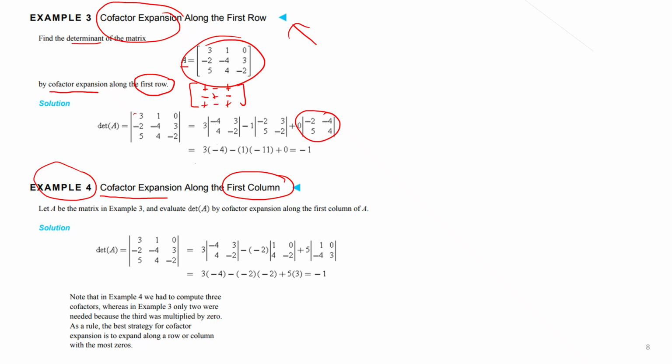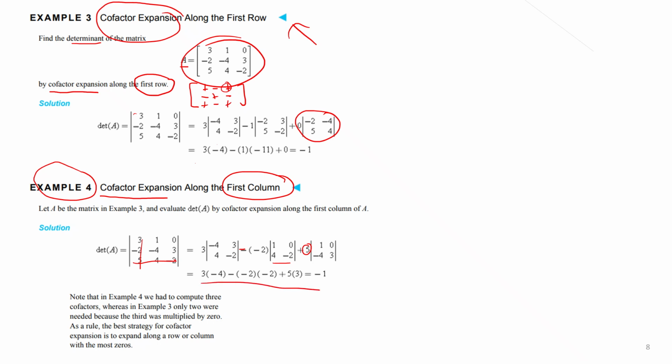But for the next one, instead of moving along the row, you move along the column. So the next one is this one, minus 2. Then you delete this, multiplied by the determinant of 1 0 4 minus 2. And then finally you go to the last row because you move along the first column, this one. So plus 5, plus is from this one, positive sign, 1 0 minus 4 3.